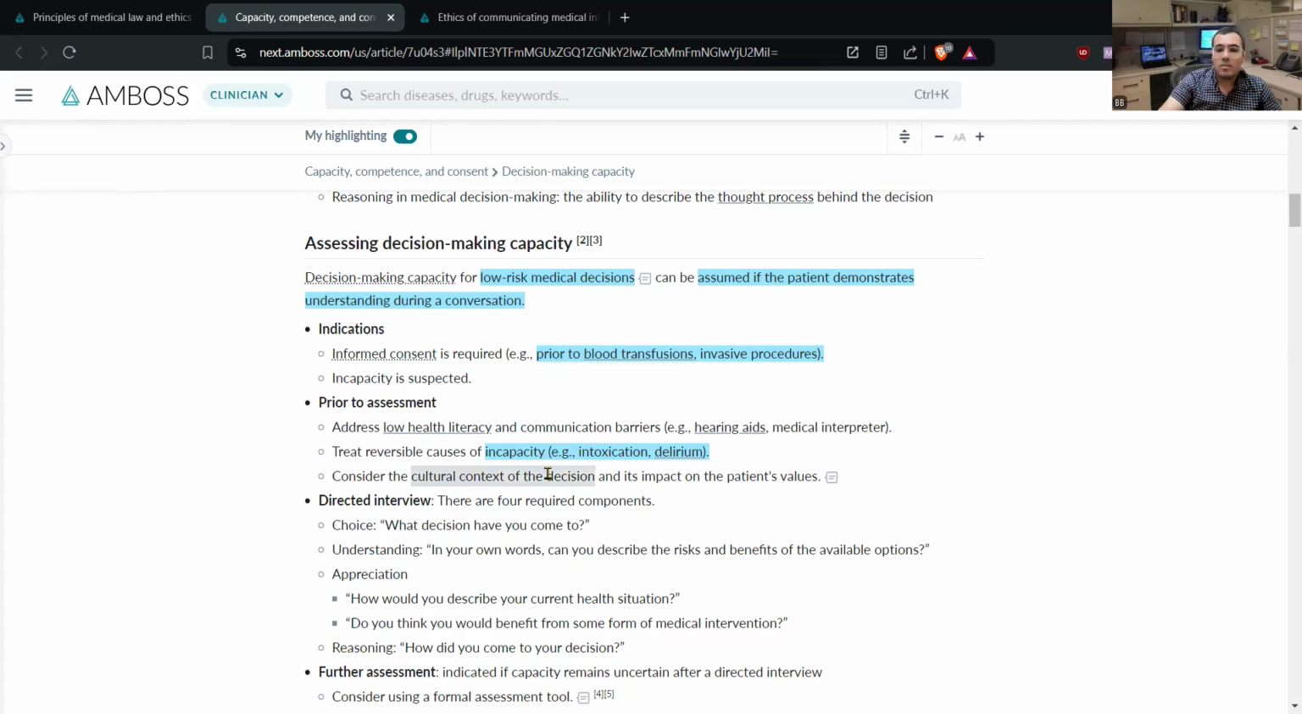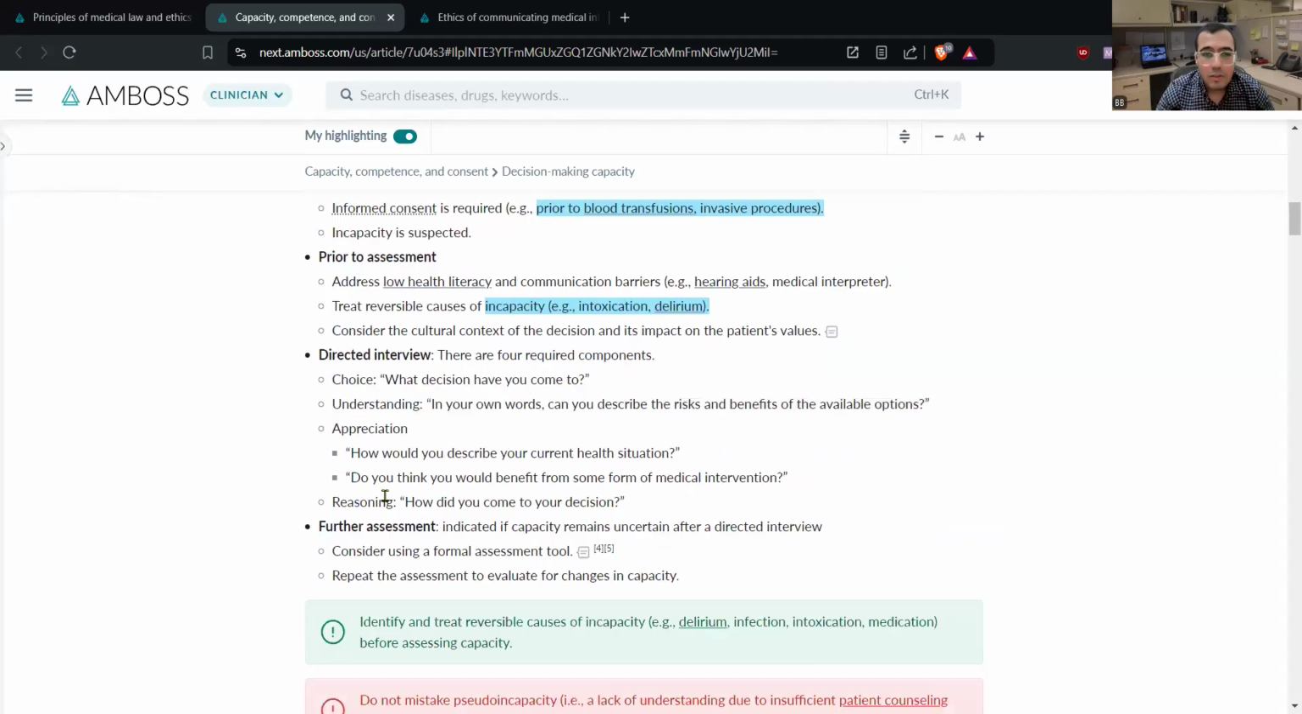Consider the cultural context of the decision and its impact on patient values. For example, for a Jehovah's Witness who declines blood products, I need to keep that in the back of my mind and have the informed consent discussion before I even ask them. If they reject blood products because they are Jehovah's Witnesses, I need to respect this. Okay. Directed interview. There are four required components that I said before: a choice, understanding, appreciation, and reasoning.